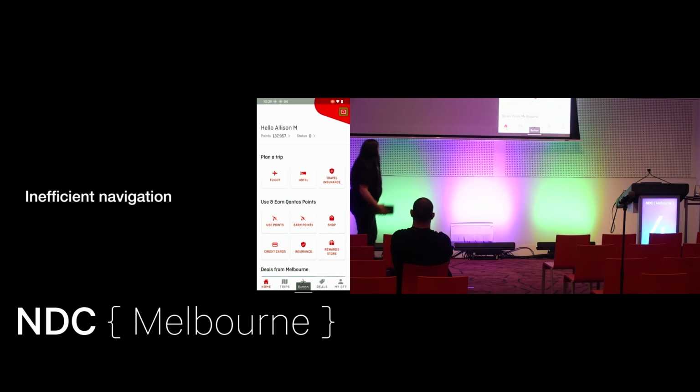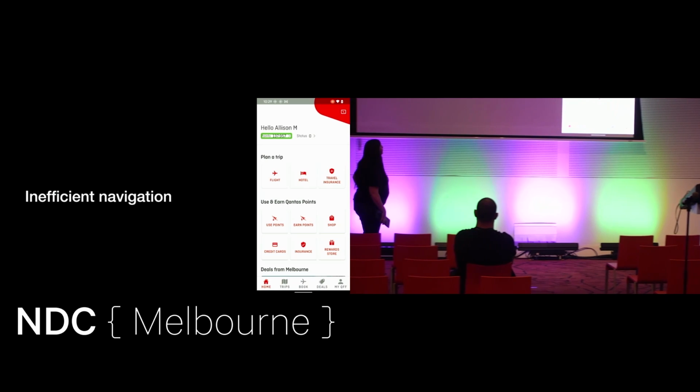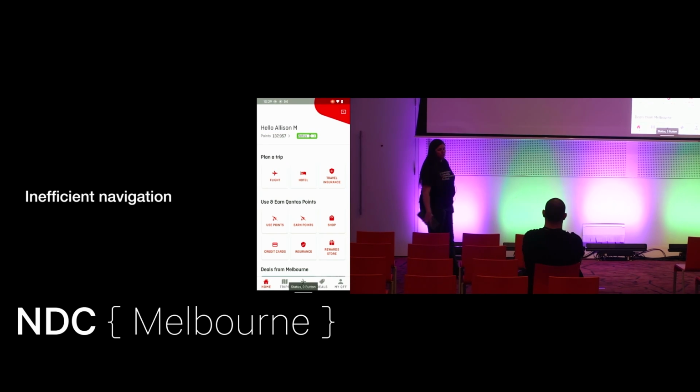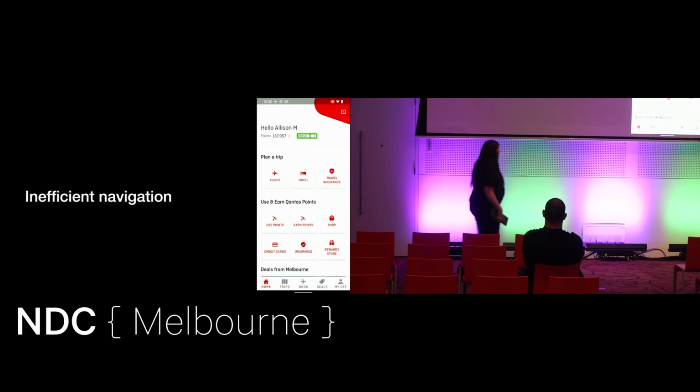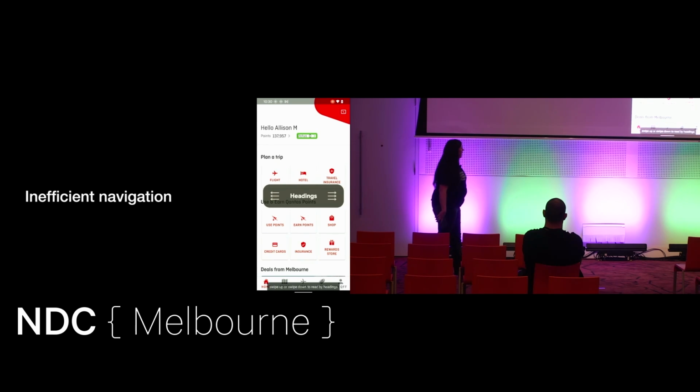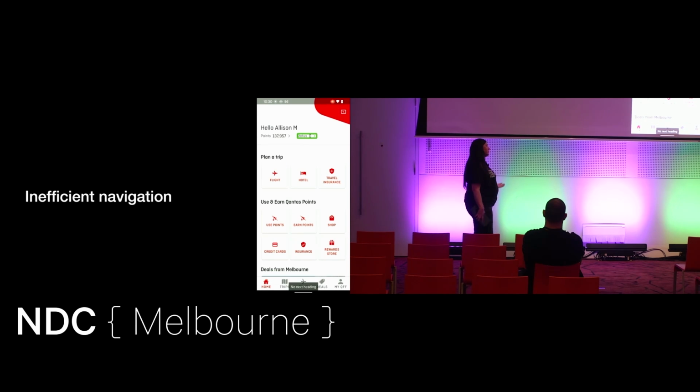Hello, Allison M. Plain button. Points, 137,000. Status, 0 button. I'm sad. And then I'm swiping sideways with 3 fingers to change scan mode. Controls, headings, swipe up or swipe down to read by headings. No next heading, no next heading.